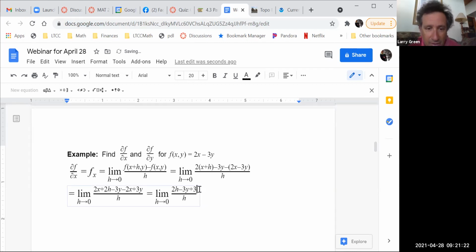And those cancel. Now, what's the limit as h goes to 0 of 2h over h? Very easy. That's equal to 2. So that means the partial derivative of f with respect to x is just the constant 2.